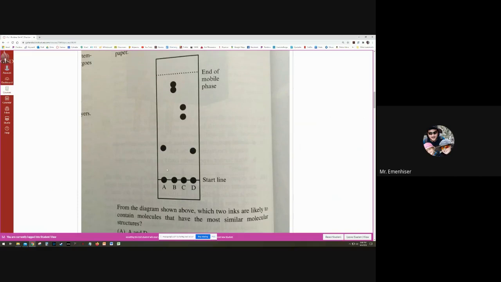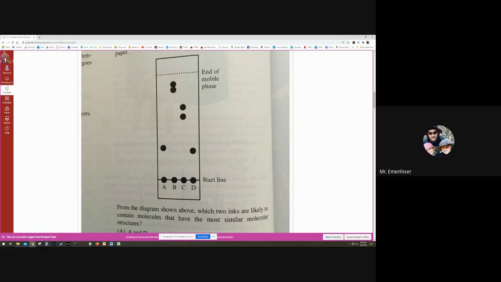So what we can do here is look at these guys. This one has a dot here only. This one has 2 dots way up here, a very, very fast molecule. This is the smallest molecule because it's moved the farthest. The smallest molecules move the farthest. This guy has 2 dots here, and this guy has a dot here. Okay, so which 2 of these 4 compounds are most similar?